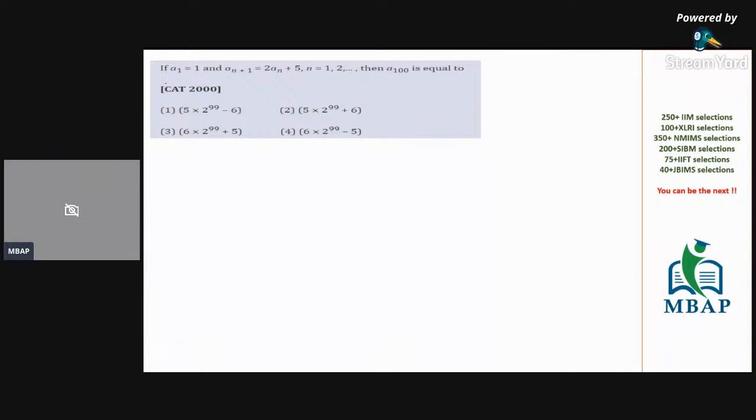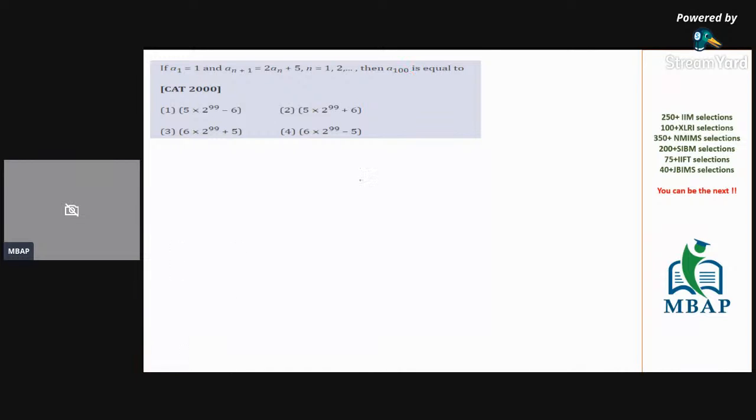It says A1 is 1. A(n+1) is 2A(n) plus 5, where n could be any integer starting from 1, 2, till any given integer. The question that has been asked is to find the value of A100. You will see four options given to you. Our objective is to find one of them.